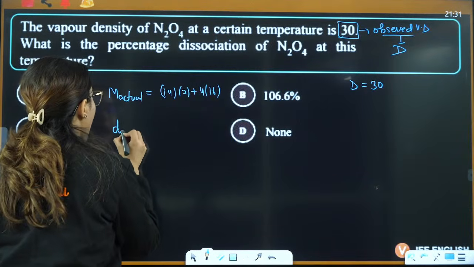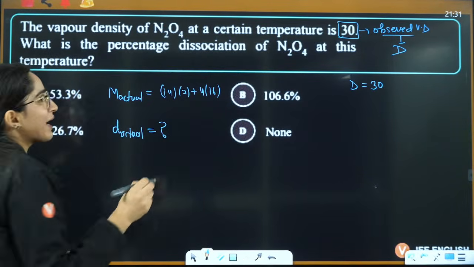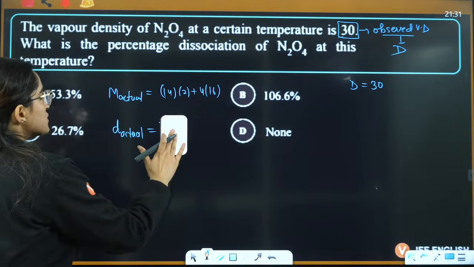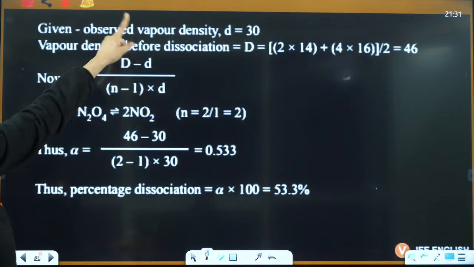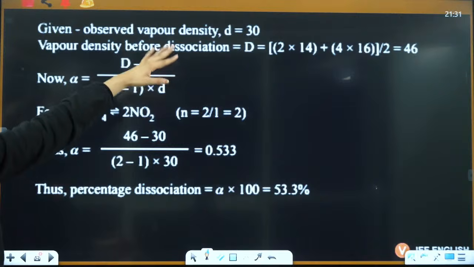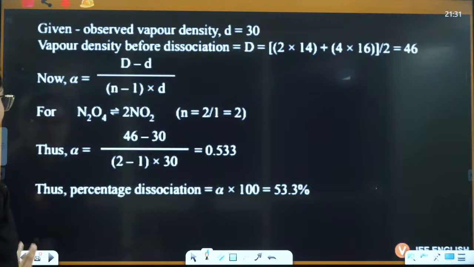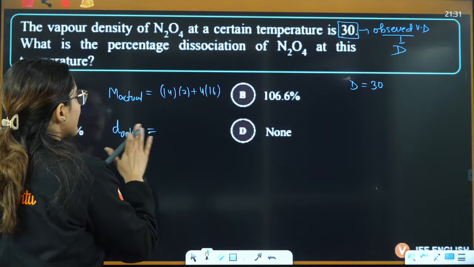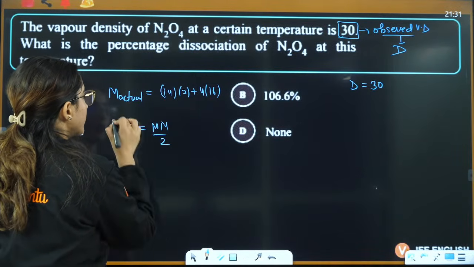Vapor density, actual vapor density, right? How do you calculate it? By dividing the molar mass. So this molar mass will be divided here, and that's how you will get, for example, capital D, which is given to you. You will calculate the vapor density before dissociation by calculating the molar mass, then dividing it by 2. That is the formula: vapor density is equal to molar mass divided by 2.